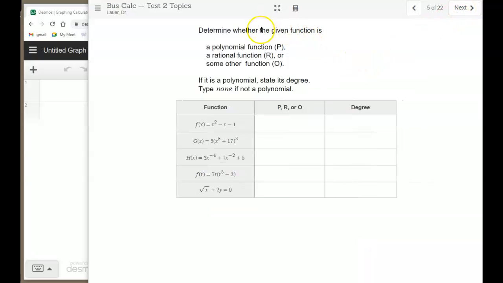The next one says to determine whether the given function is polynomial, rational, or other. I'm going to put caps lock on and just show you what the first one looks like. This one should be a polynomial because it's x squared minus x minus 1, and the degree is 2. Down here, note that x to the 8th times x cubed is going to give me a degree of 24. R times r to the 5th will give me a degree of 6. And then the other ones, you have to decide whether they're rational or other.